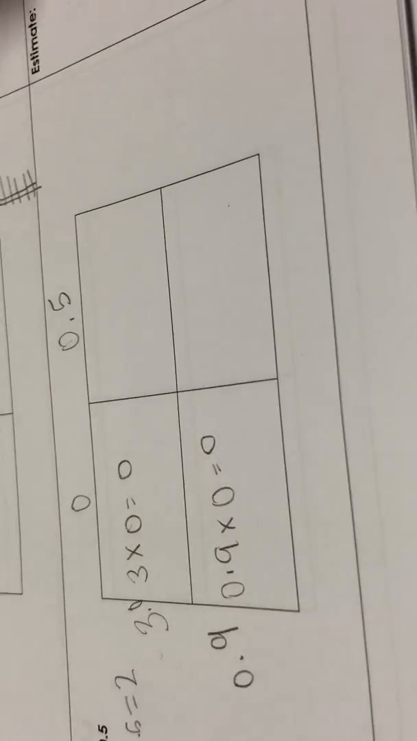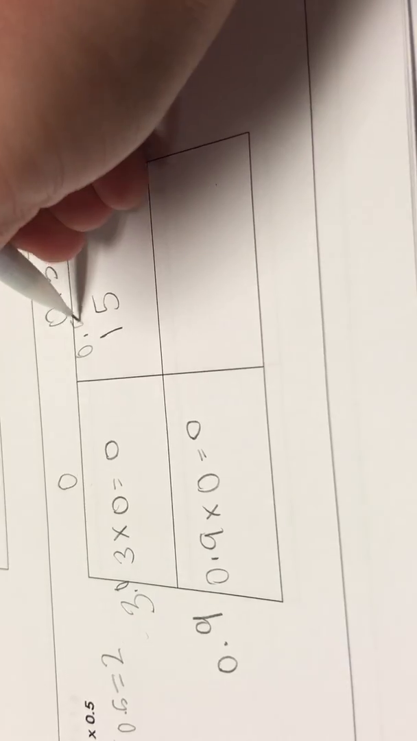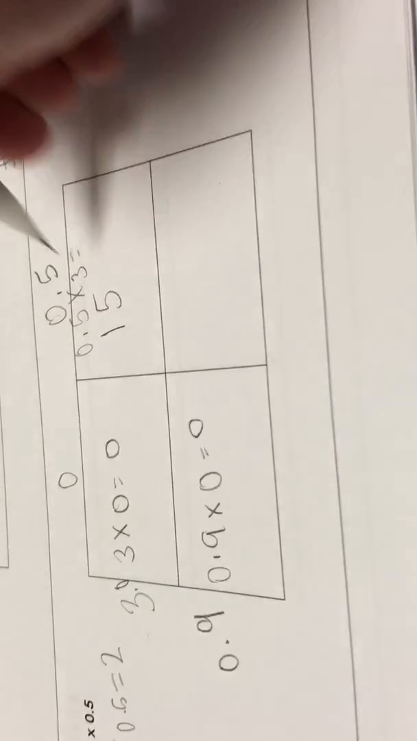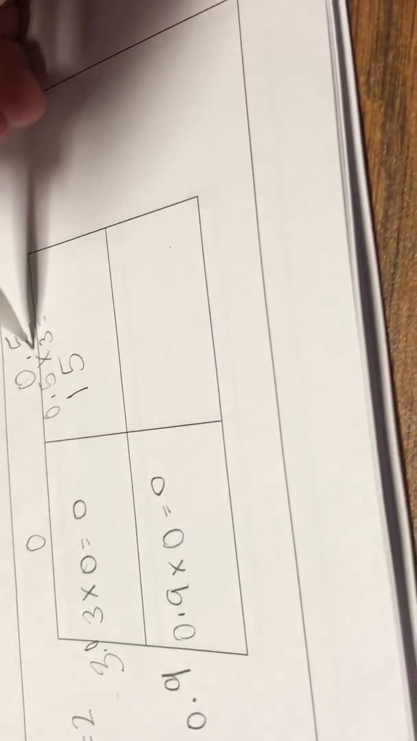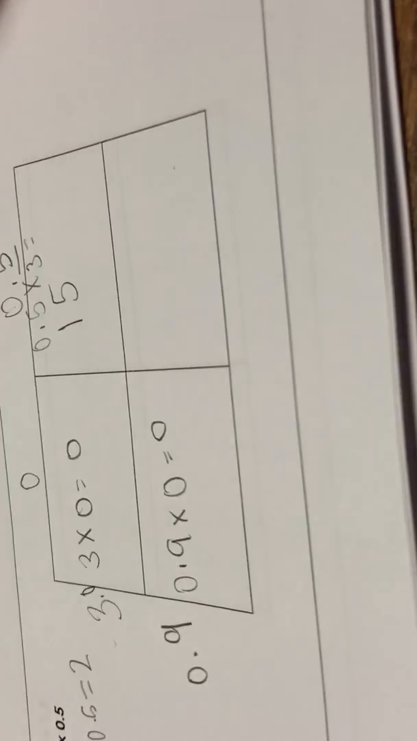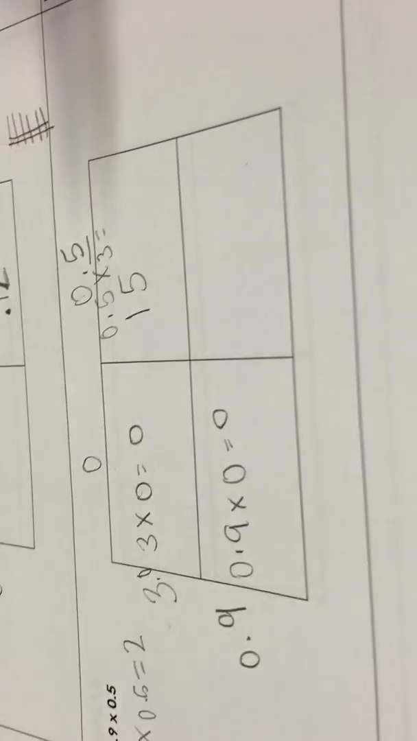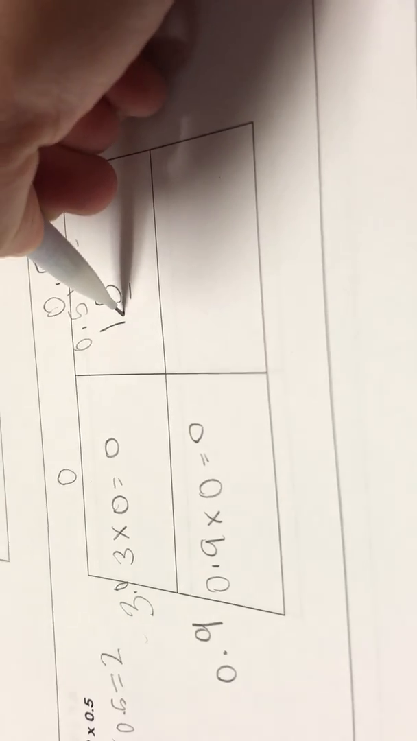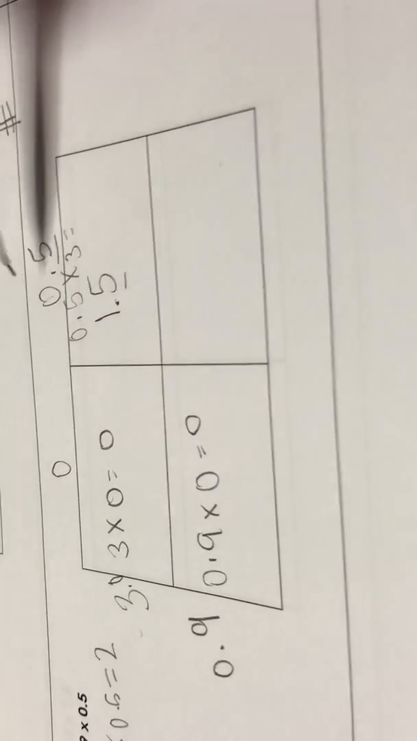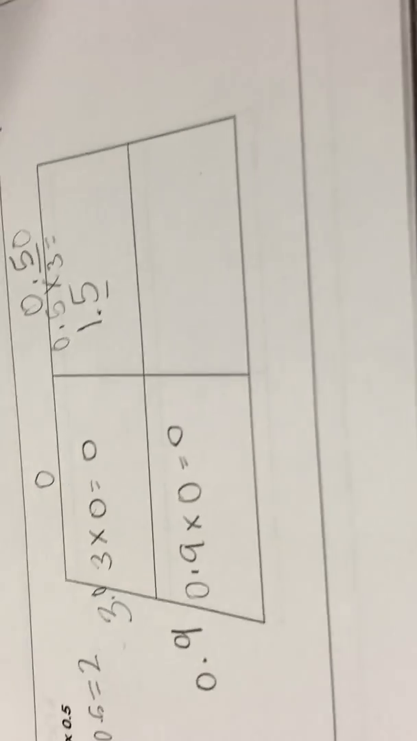5/10 times 3. Let's use our decimal trick. What's 5 times 3? 15. And then we have one number after this decimal. Do we have any numbers after the decimal in 3, besides 0? 0 doesn't really count in this situation. No, right? So we're going to move in 1. My answer is 1.5. Think about if you had 50 cents. If you have 50 cents 3 times, then you have $1.50.